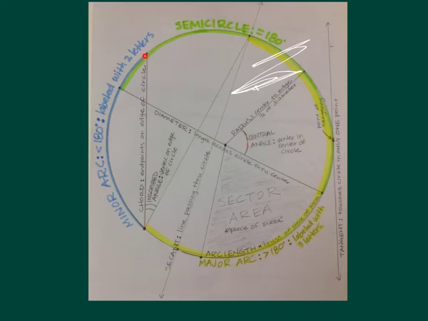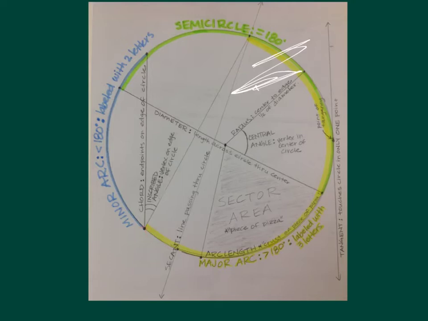Something else, what about this angle here? Notice that the vertex is on the edge of the circle, and this is called an inscribed angle. Okay, and there's a definition: vertex on the edge of the circle. So that's an inscribed angle. So there's the difference between this one and that one. This one, the vertex is right on the center. This one, the vertex is right on the edge of the circle.